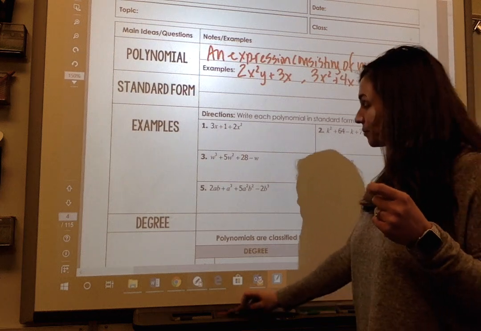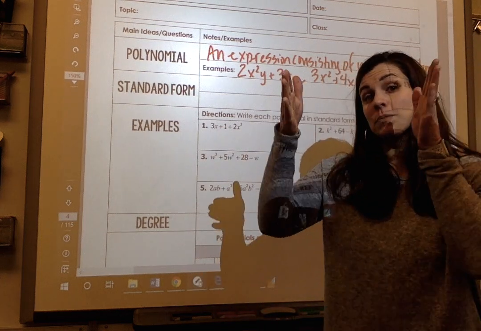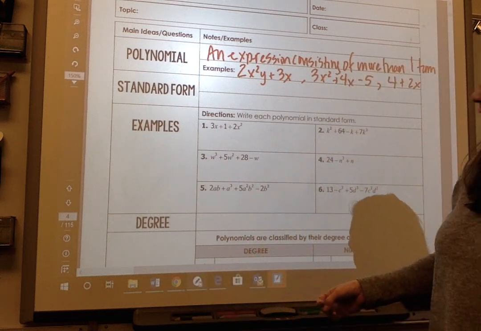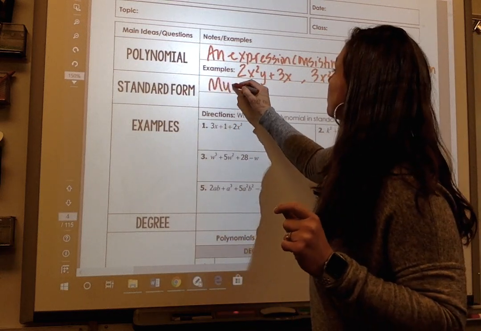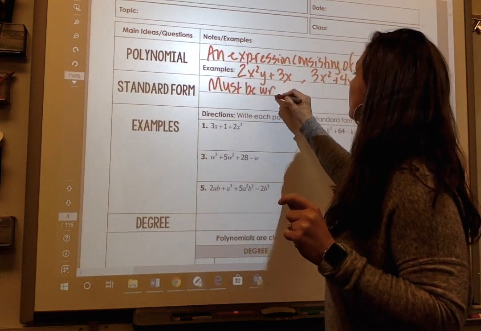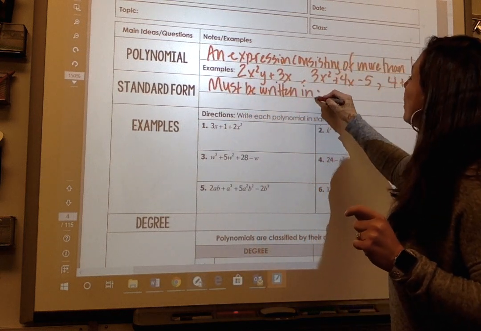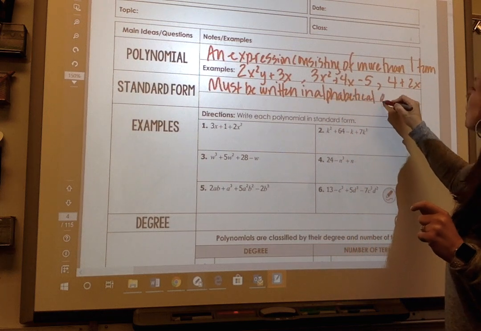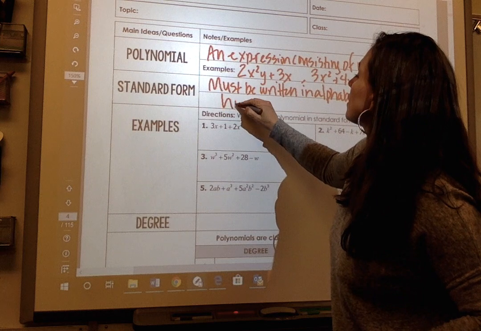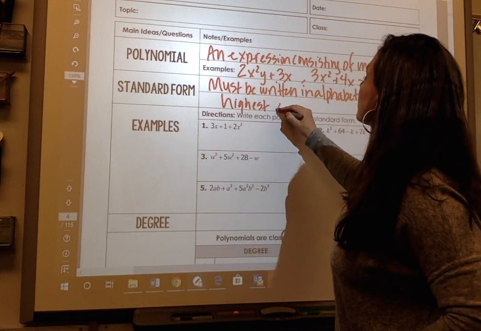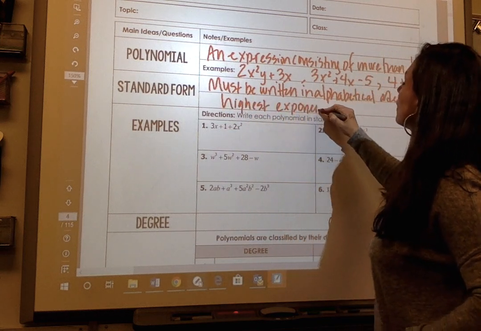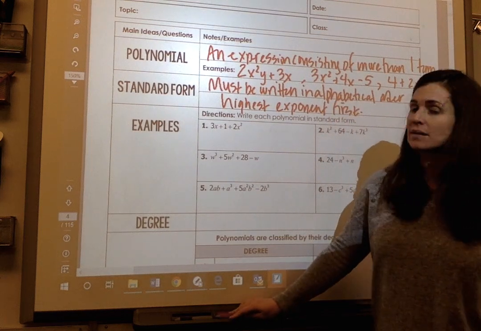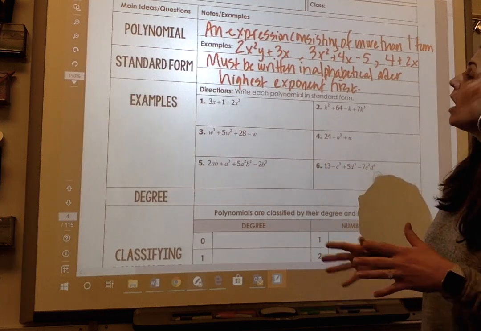Standard form, so now there is a specific way how we write a polynomial, and that is it must be written in alphabetical order, highest exponent first. That may not make a lot of sense, so let's go through some examples.